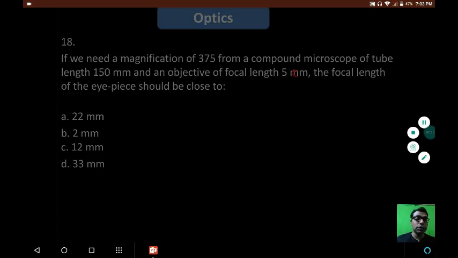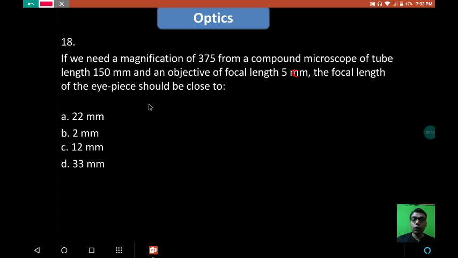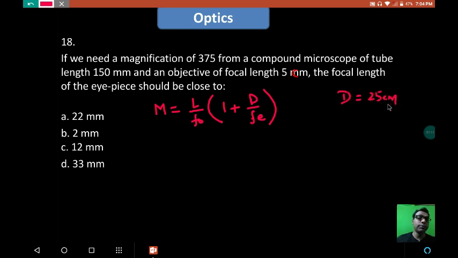So let us do this problem. Be careful to put the values, and be careful to put the data in the same unit. Here we have to find the focal length of the eyepiece. So we use the magnification formula as L by Fo into (1 plus D by Fe), where Fo is the objective focal length and Fe is the eyepiece focal length, and D is the least distance of vision, that is equal to 25 centimeter. Here we know that D is equal to 25 centimeter.